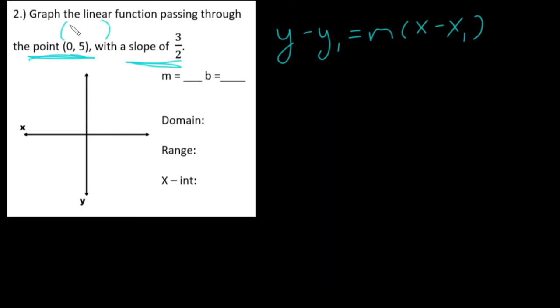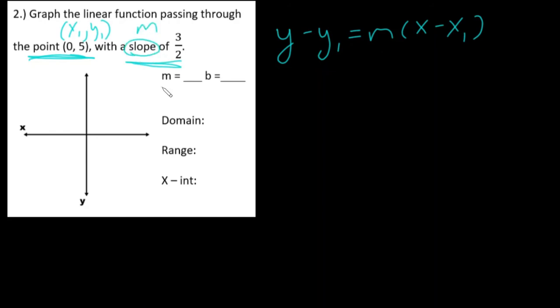Okay, let's take a look at example 2. It says graph the linear function passing through the point (0, 5) with a slope of 3 over 2. So the first thing we want to do is always underline our relevant or key information, and then I think we should label it. We know that we're ultimately going to be using point-slope form, which is y minus y1 is equal to m times the quantity x minus x1. What do we want to label this point? Well, we're going to label it x1, comma, y1.